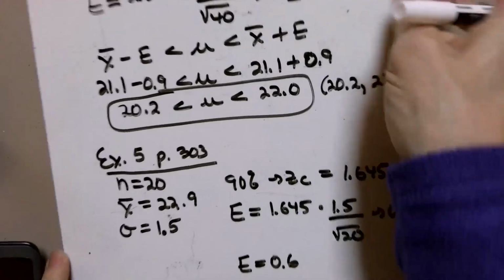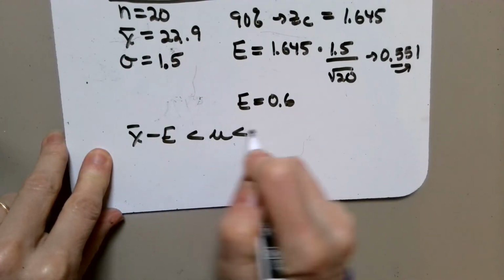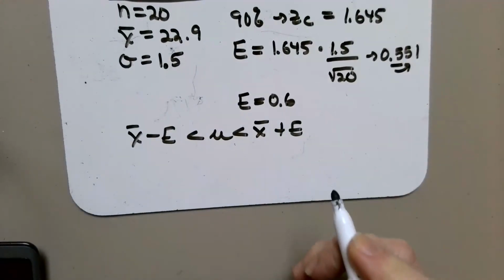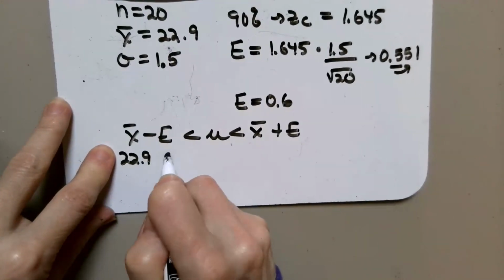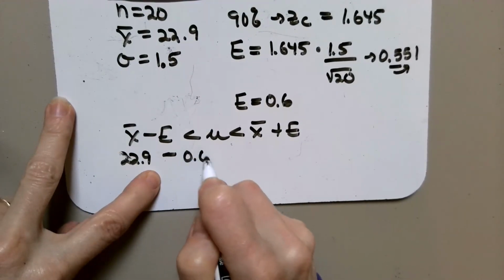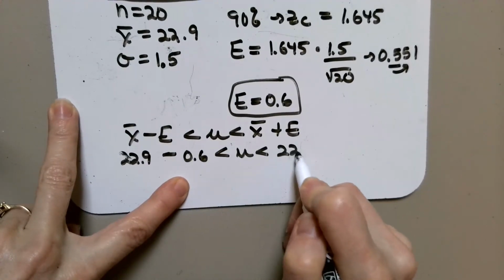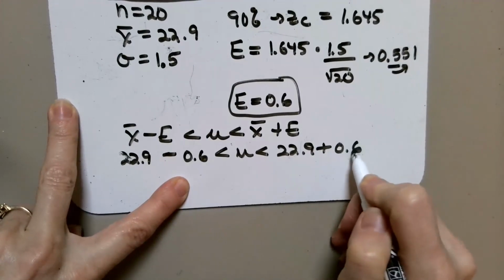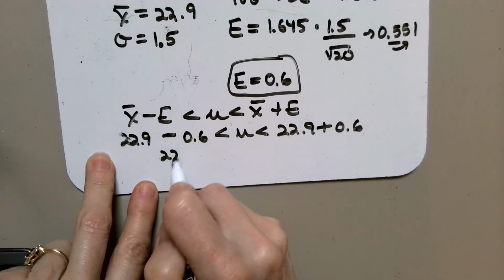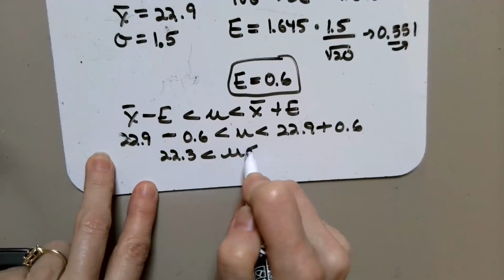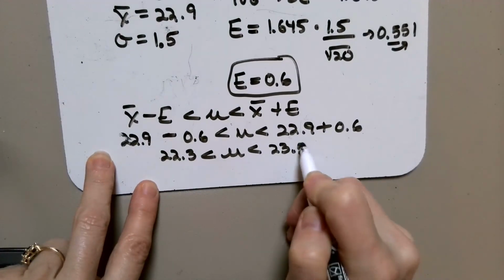So now going to constructing our confidence interval, X bar minus E less than mu less than X bar plus E. Putting in that information, X bar, the sample mean they told us, was 22.9. Minus E we just calculated was 0.6. Less than mu less than X bar 22.9 plus the margin of error 0.6. So subtracting, 22.9 minus 0.6 is going to give me 22.3. Less than mu, less than 22.9 plus 0.6 is 23.5.